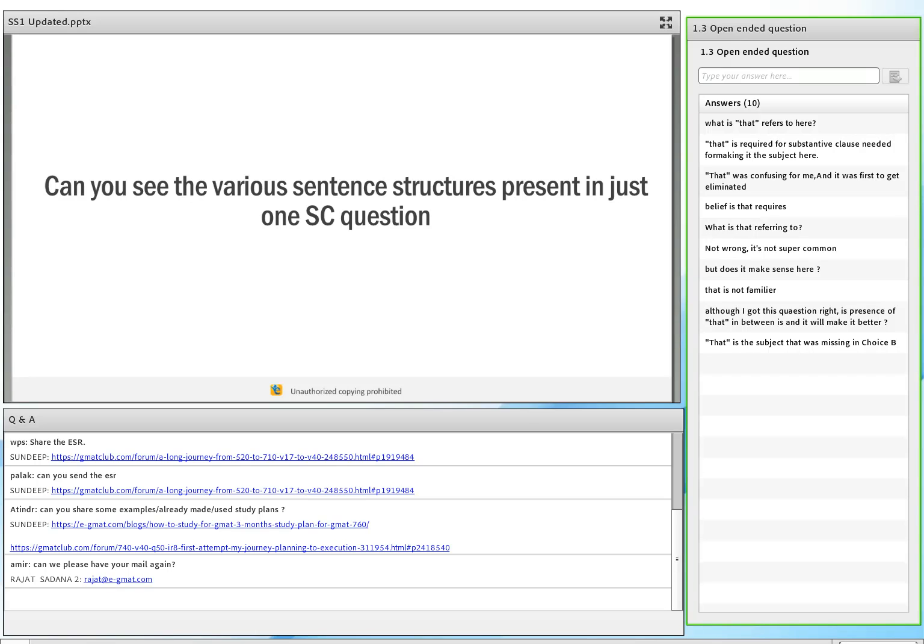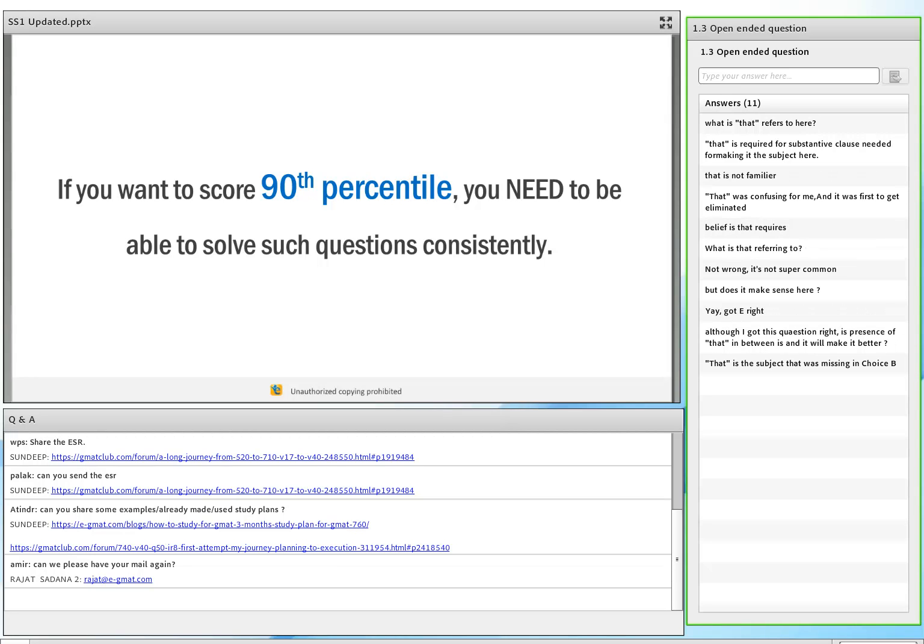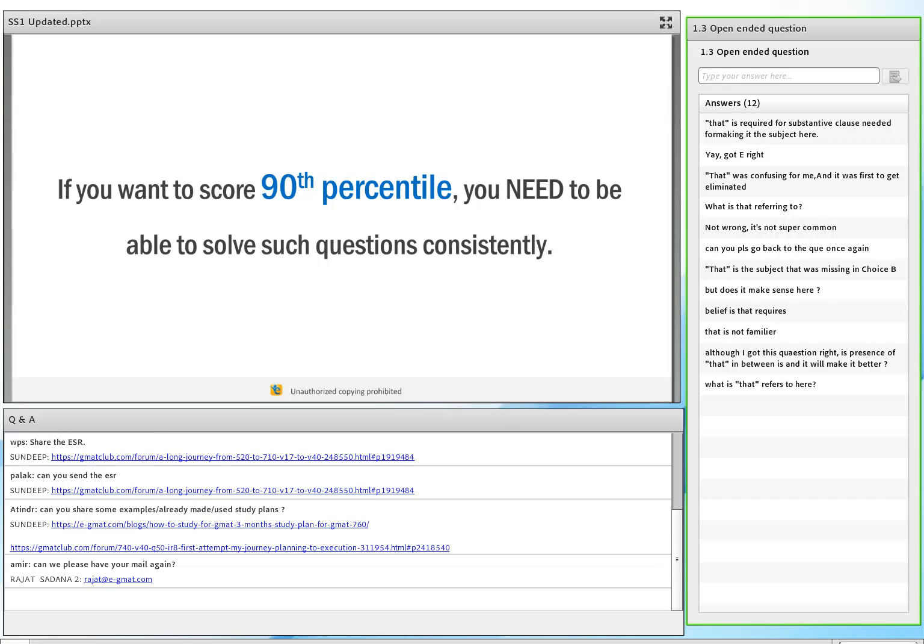Yes, if it's not super common, that doesn't make it wrong. This was a 700 level question. Only 20% of you got this right. But if you want to get to that 90th percentile, you have to solve such questions correctly. And there was no grammar concept other than subject verb that was tested over here. But because you weren't familiar with the sentence structures, you made a mistake.